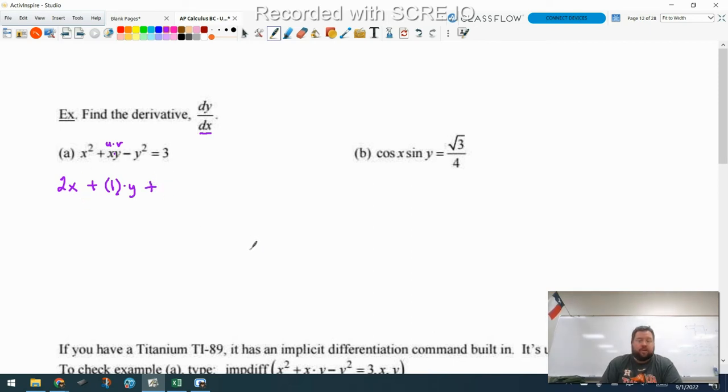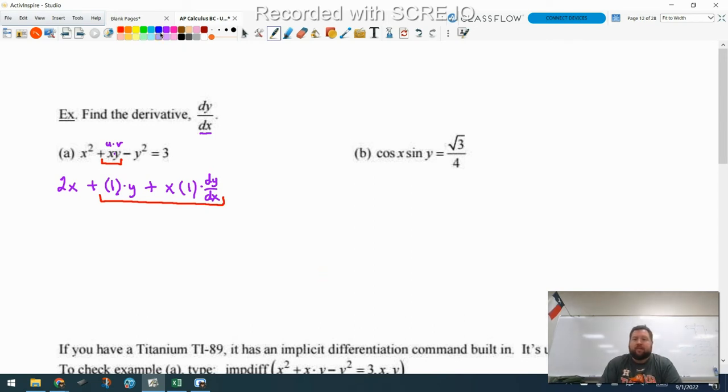Second part of the product rule, plus keep the u, x, multiplied by the derivative of v. So the derivative of y is 1, but since I took the derivative of y, I need to also make sure I multiply by dy over dx. All right, so that middle term right there turned into this when I took the derivative.